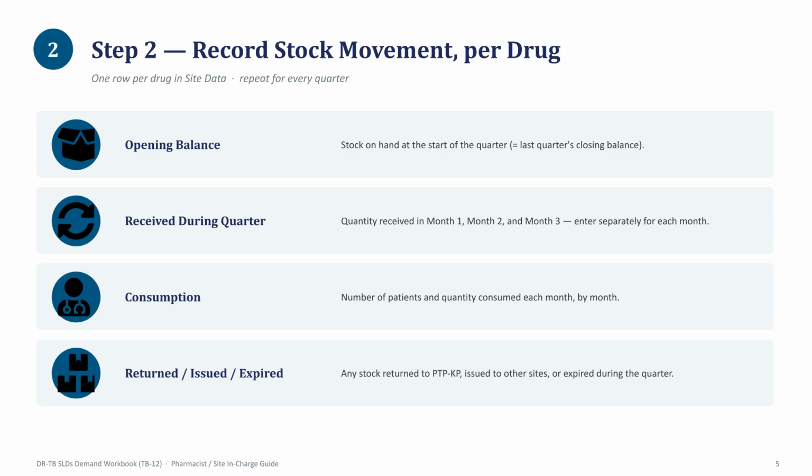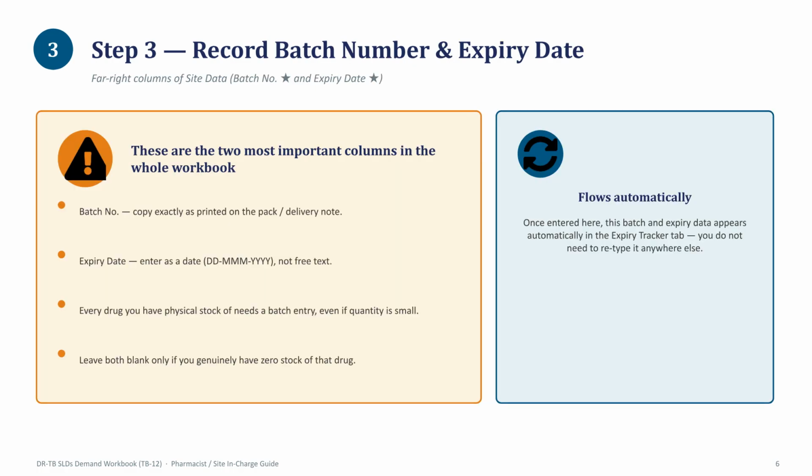Step 2 involves recording stock movement per drug. For each row, track your opening balance, quantities received by month, consumption numbers, and any stock returned, issued, or expired during the quarter. Step 3 is crucial, recording batch numbers and expiry dates in the far right columns. Accuracy here is essential. Once entered, this information automatically populates the Expiry Tracker tab, saving you from manual retyping.